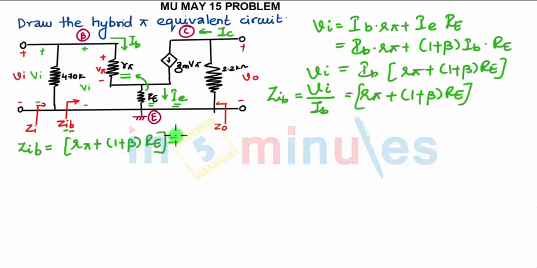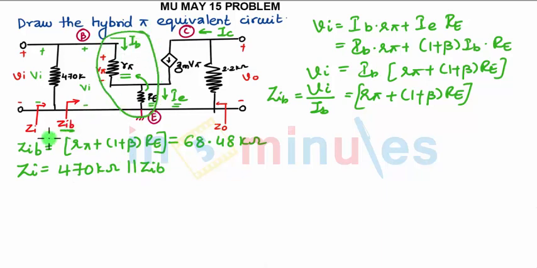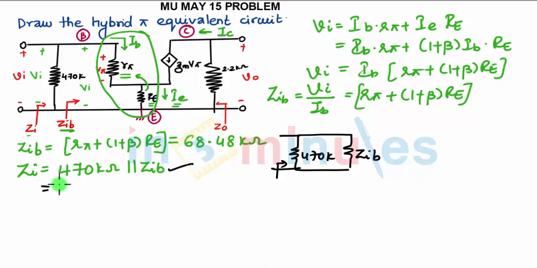So once you have found the equation, you can substitute the values and you can find ZIB as 68.48 kilo ohms. Once you know ZIB, you can find ZI, which is 470 kilo ohms in parallel with ZIB. Why? This entire thing is replaced with a single resistance ZIB. So the circuit looks like you have 470 kilo ohms and you have ZIB. So these two resistances in parallel, when you look from this point, will give you this equation, and the value of ZI is 59.77 kilo ohms. This is how we have found the input impedance.